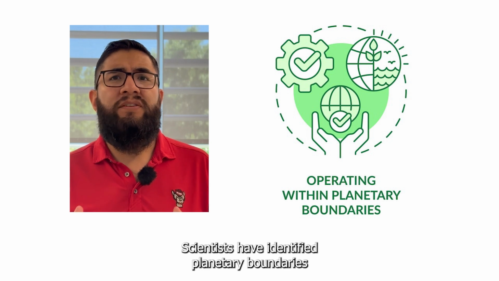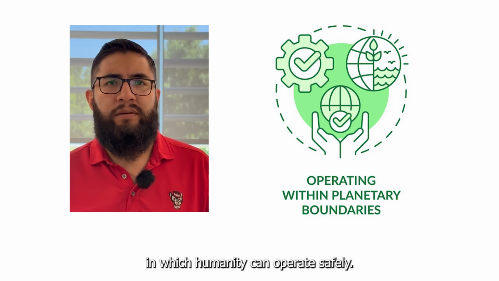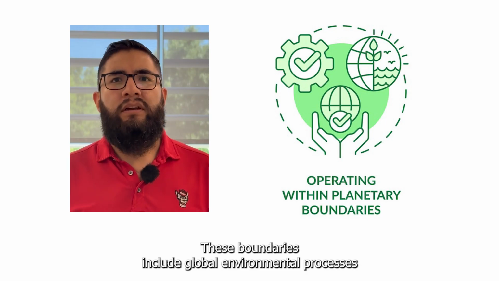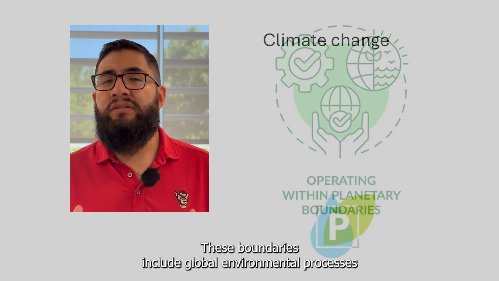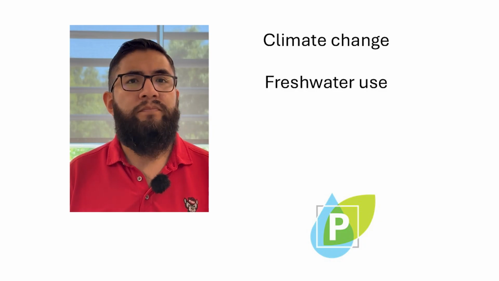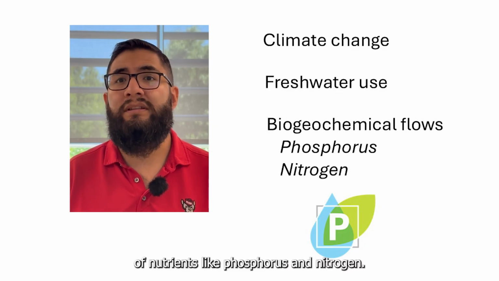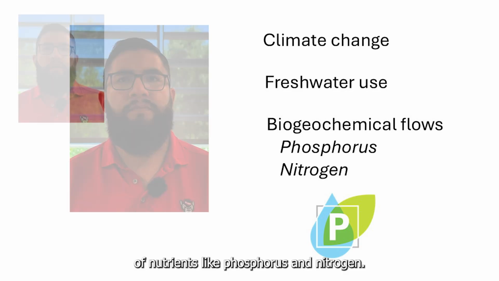Scientists have identified planetary boundaries in which humanity can operate safely. These boundaries include global environmental processes like climate change, freshwater use, and biogeochemical flows of nutrients like phosphorus and nitrogen.